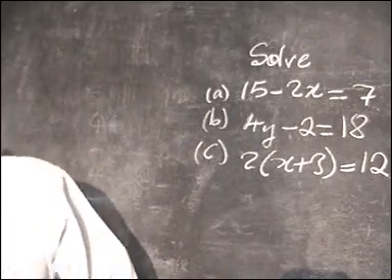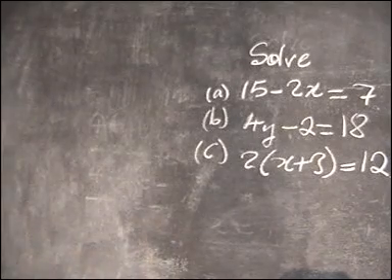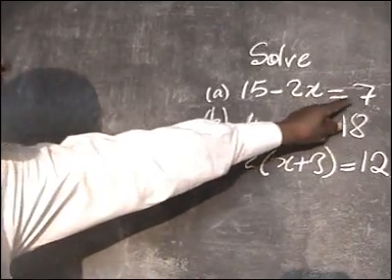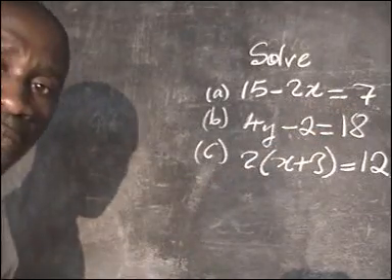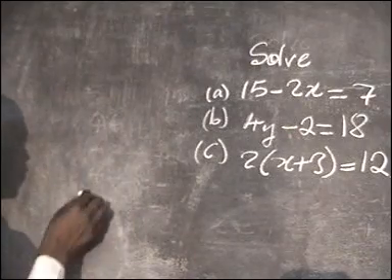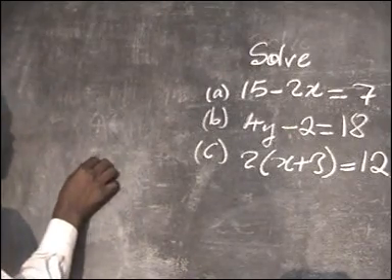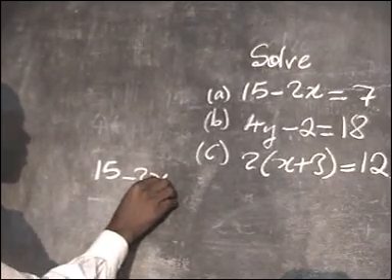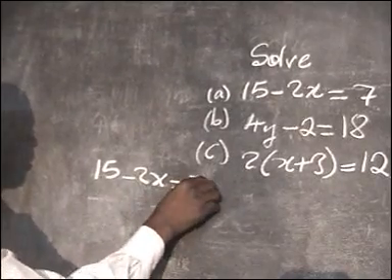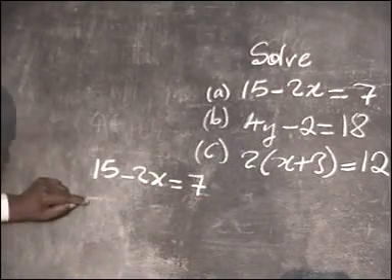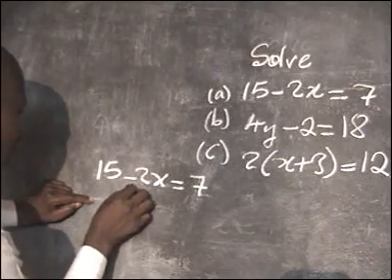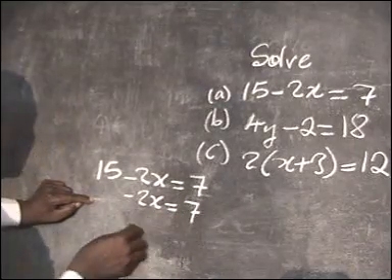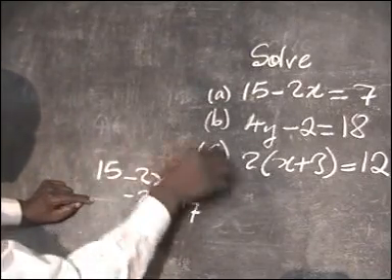So the first one, which is 15 minus 2x equals 7, can be solved as follows. Allow me to solve it there. The first one I copy: 15 minus 2x equals 7. This is the first example which we are told to solve. What you have to do is maintain that this is negative 2x, followed by an equal sign, which is 7. Then after that, the 15 should cross the equal sign.